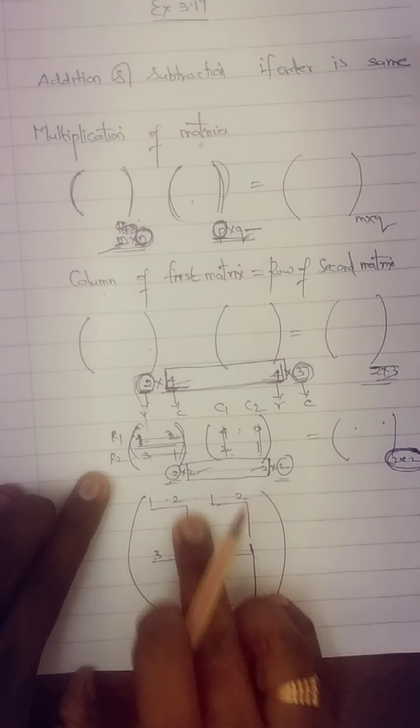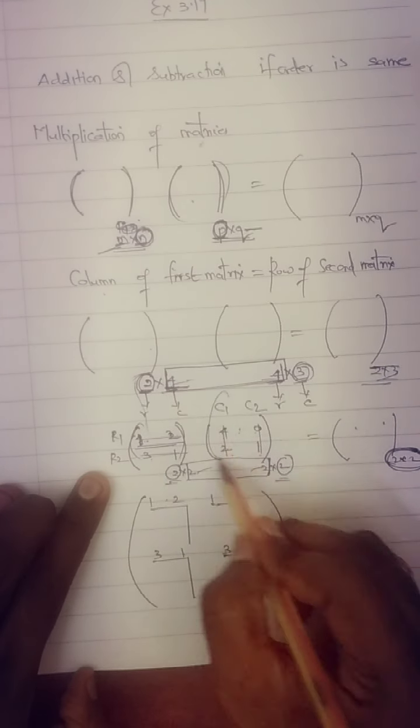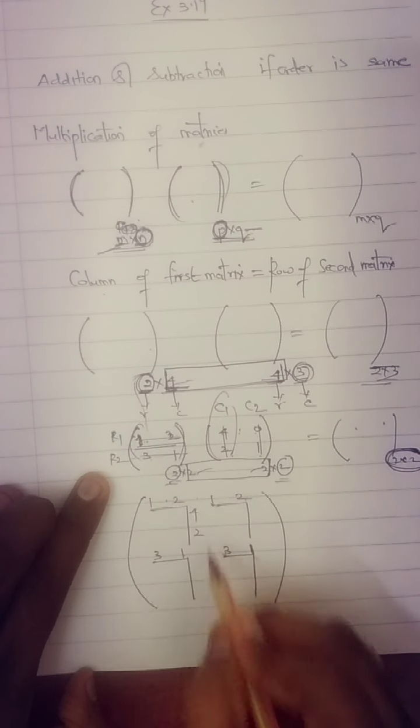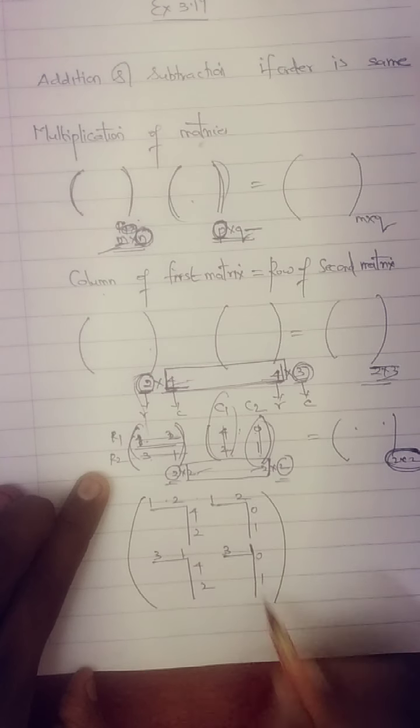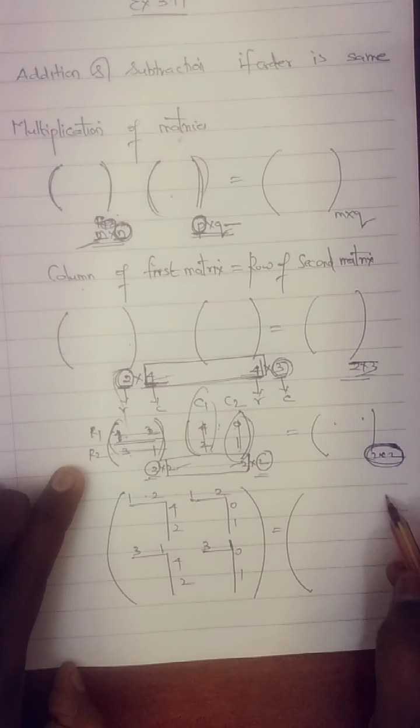Now I want to bring in the columns. What is the first column? 4, 2. This is the first column: 4, 2, 4, 2. What is the second column? 0, 1, 0, 1. So this is going to be our answer.